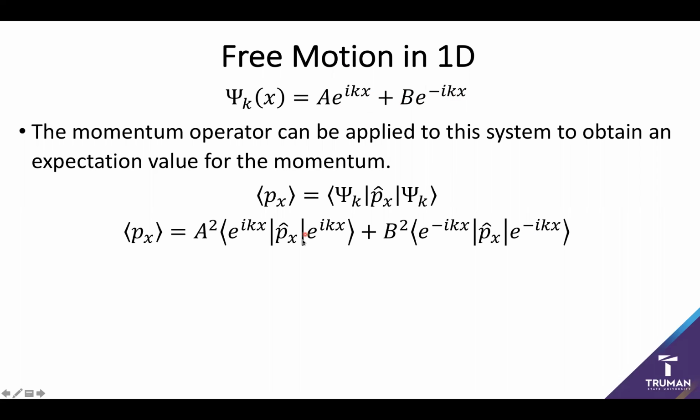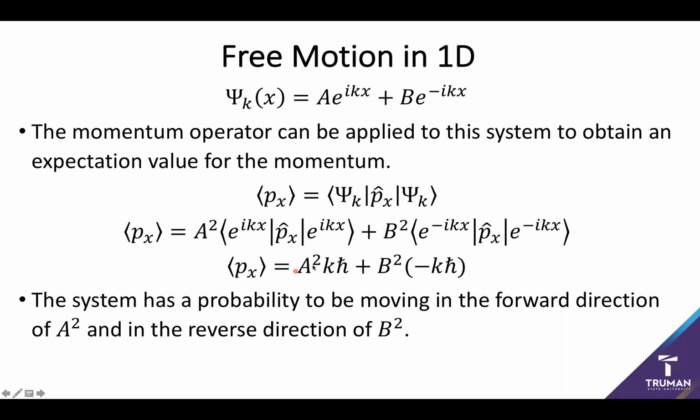But again, they're different eigenfunctions, which means that I've got a probability of finding the system moving in the positive direction by a squared and in the negative direction of b squared, with again, the momentum in each of those directions being kħ and negative kħ. So forward and reverse momentum.